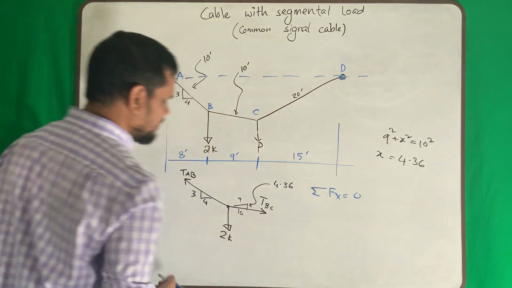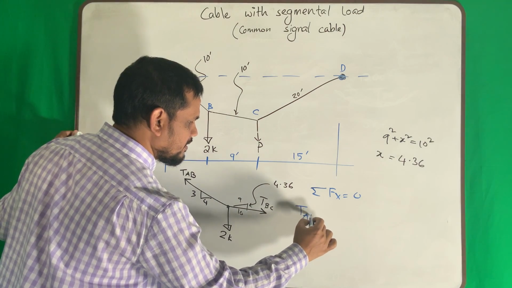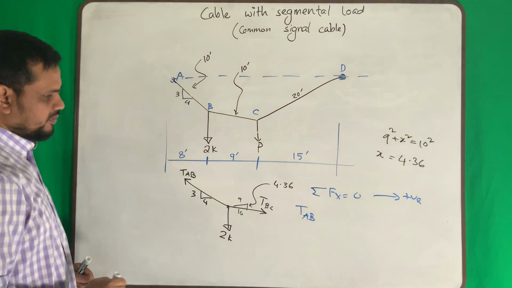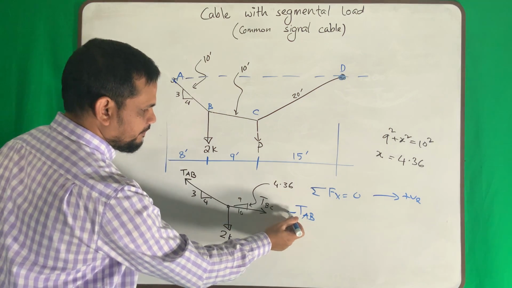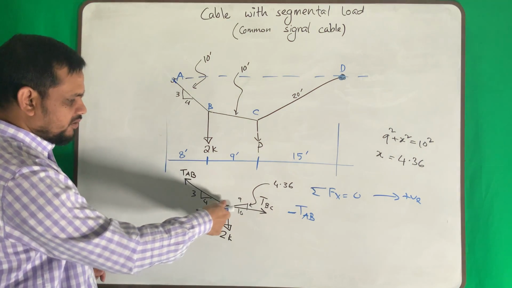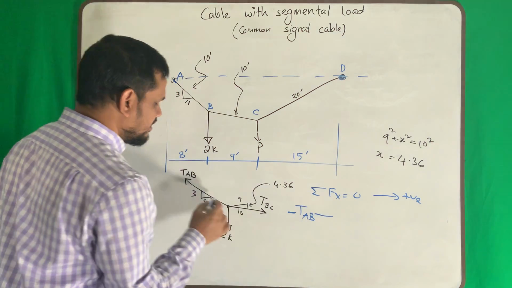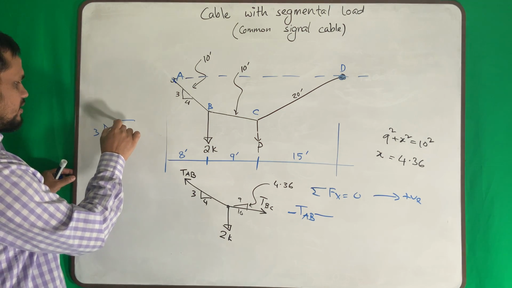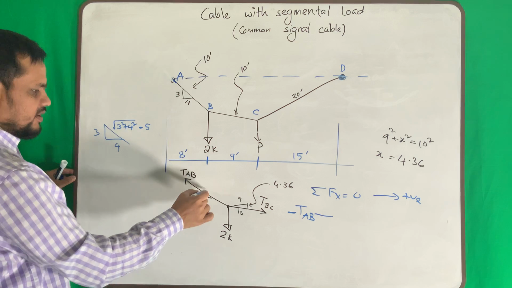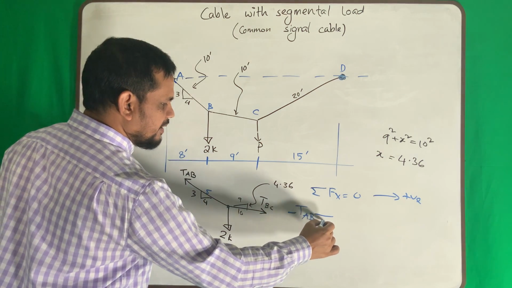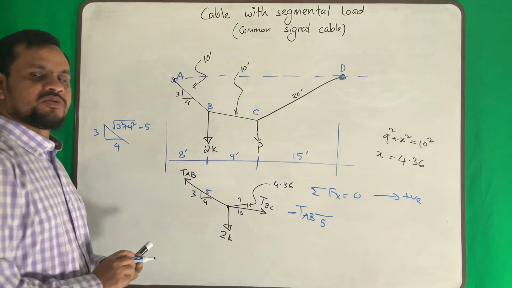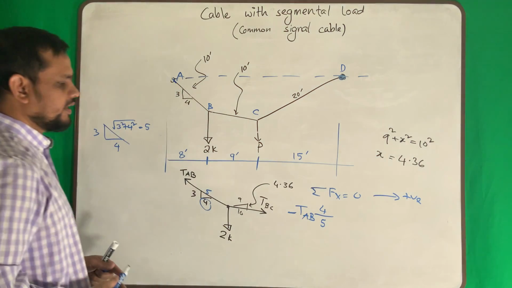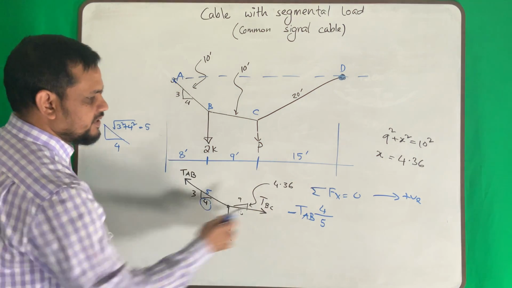If I apply summation of Fx is 0, then TAB. Assume a sign, say this way is positive. This force is that way, so it is negative. Now what is the component of this force along the horizontal direction? The rule is divided by hypotenuse. If it is 3 and 4, this will be 3 squared plus 4 squared equals 5. So this is 5. So divided by hypotenuse times the corresponding side. I am taking the horizontal, so my side is 4.